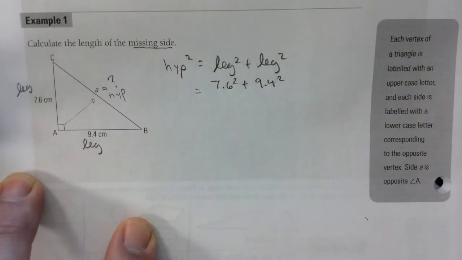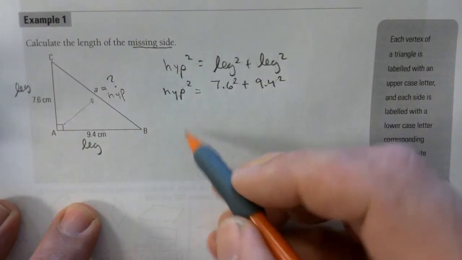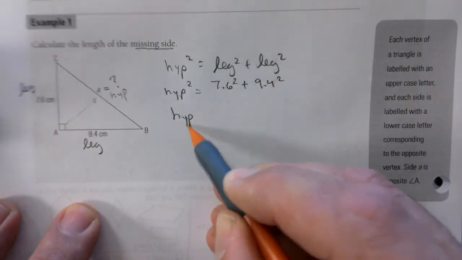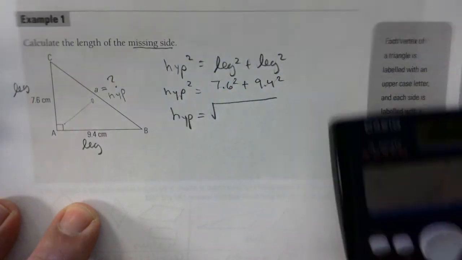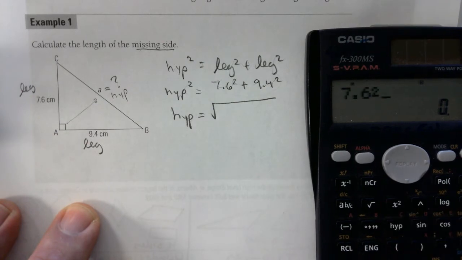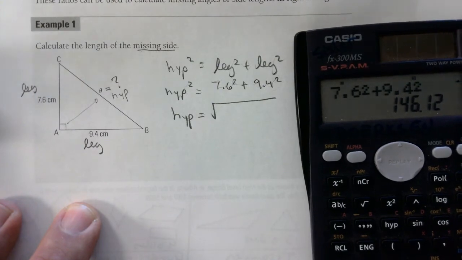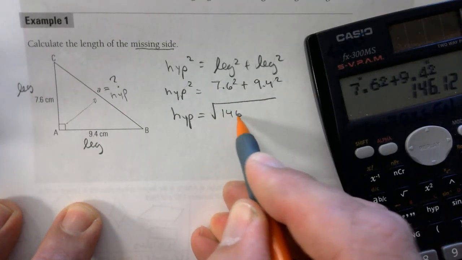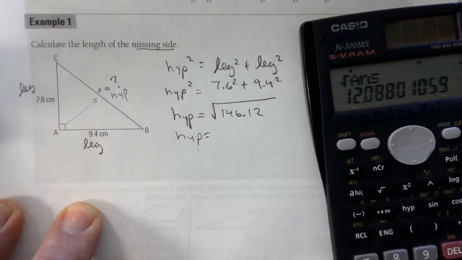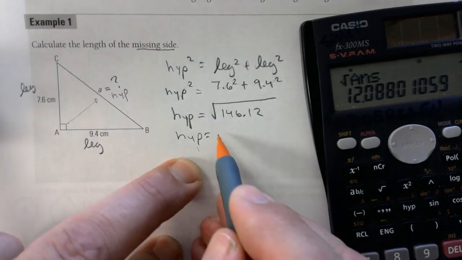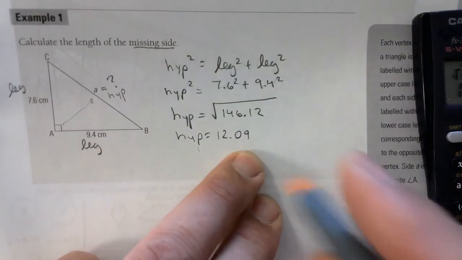Okay, you square them. Sorry, and I will bring my hypotenuse squared down here as well. And so the hypotenuse is simply the square root of whatever I get here. So it's similar to how I dealt with cosine law, right? That's 146.12, sorry. So if you square root that, you get 12.09. And we are in centimeters, so that's it.